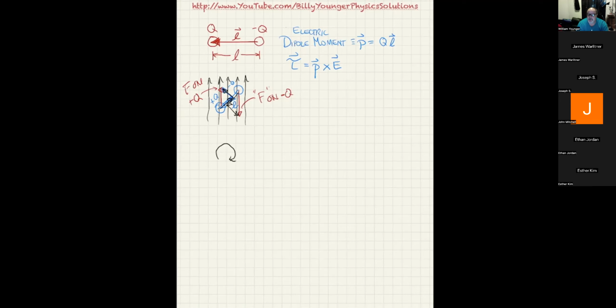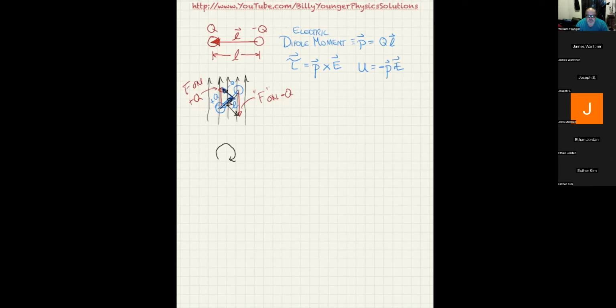And that formula gives it to you, torque is equal to P cross E. But that also tells you if those charges are just going to move on their own like that, then they must have some kind of potential energy that lowers when they do that. And in fact, that's another formula that you're supposed to know. And that is the potential energy U is equal to negative P dotted with the electric field.